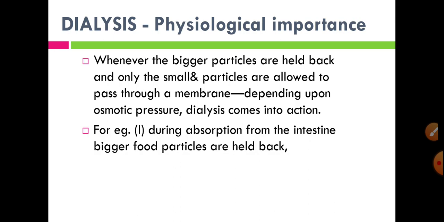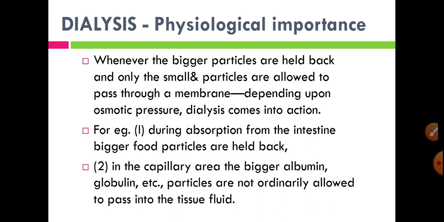For example, during absorption from the intestine, the bigger food particles are held back while the smaller diffusible particles get absorbed. Second example, in the capillary area, the bigger particles albumin and globulin are not ordinarily allowed to pass into the tissue fluid. So this is the physiological importance.